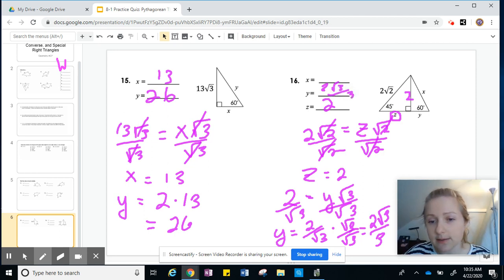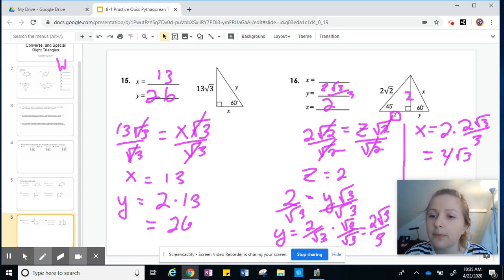And now we need to find x. So let's do it over here. So to find x, that's the hypotenuse. And we know that the hypotenuse of the 30, 60, 90 is always equal to 2 times the shorter leg, which is y. So 2 times 2 square root of 3 over 3. So 2 times 2 is 4, square root of 3 over 3. And that's it. So x is 4 square root of 3 over 3. And that's all there is to it.